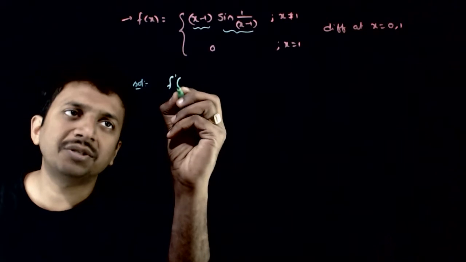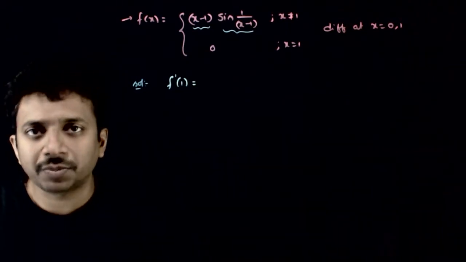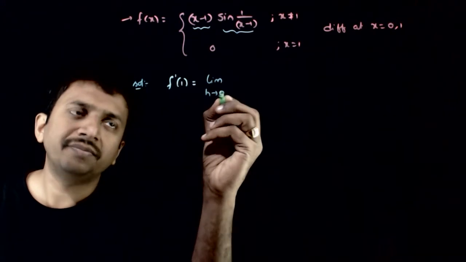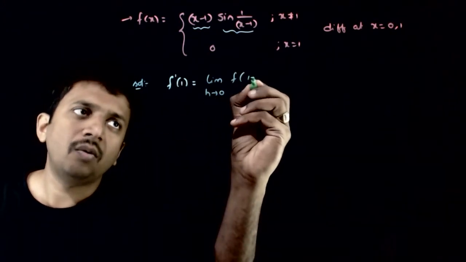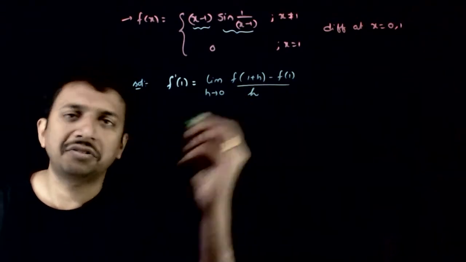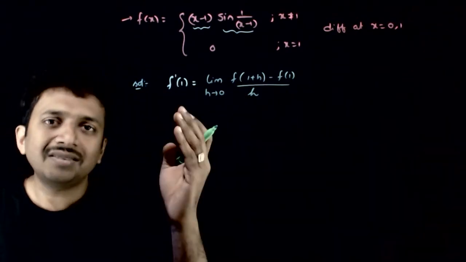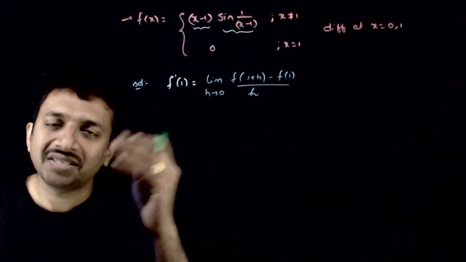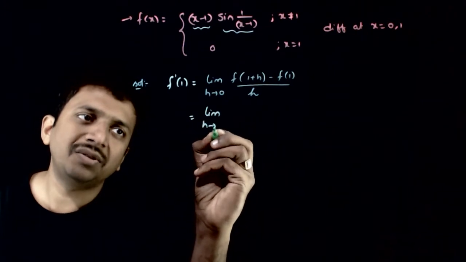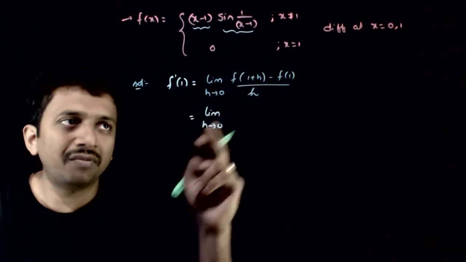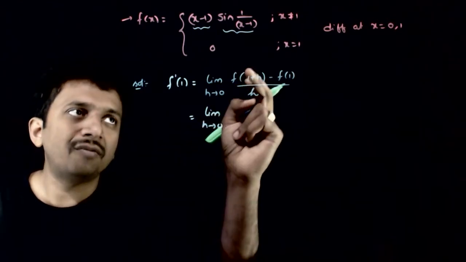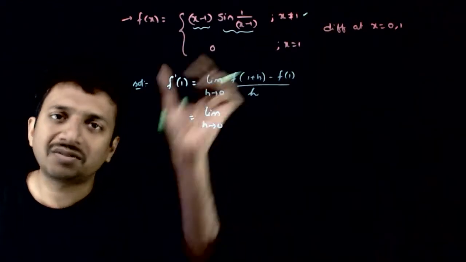So what is f dash of 1? So let us use our first principles. So f dash of 1 by definition is limit h tends to 0 of f of 1 plus h minus f of 1 by h. So this is the meaning of differentiation at x is equal to 1 by first principle. That is equal to limit h tends to 0. What is f of 1 plus h? Obviously h is tending to 0, so 1 plus h is other than 1. So f of 1 plus h can be found by using this formula.